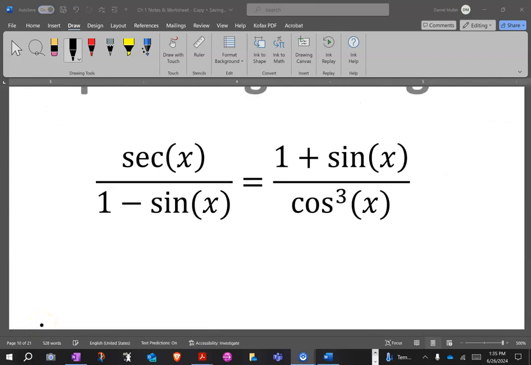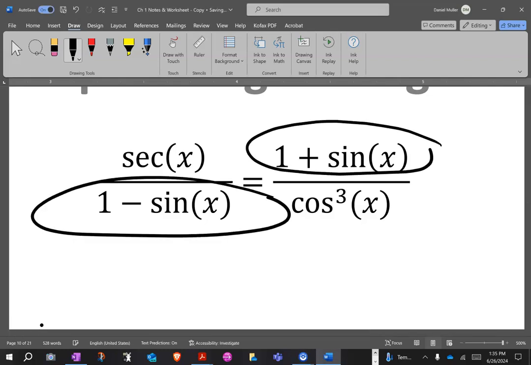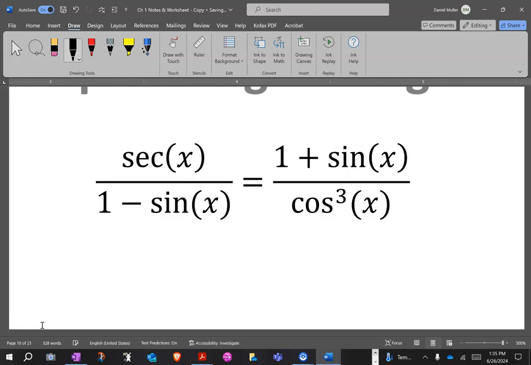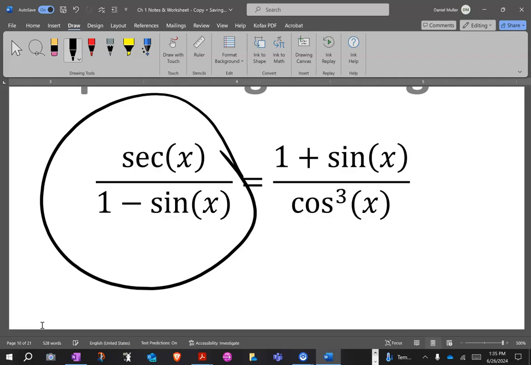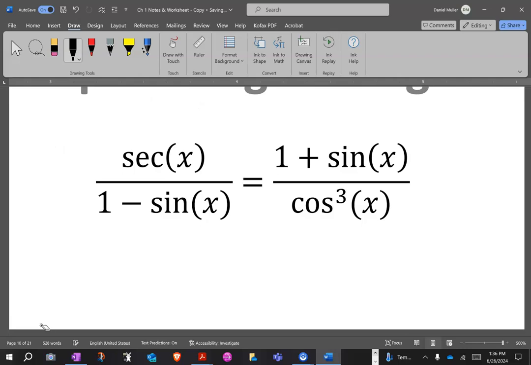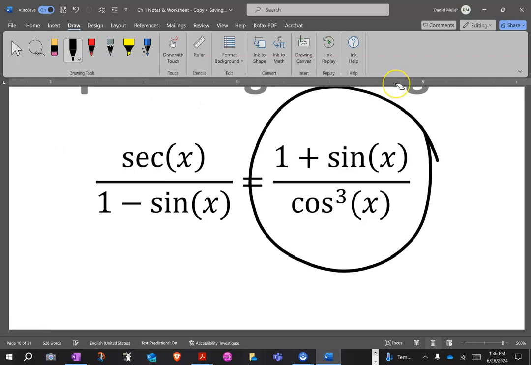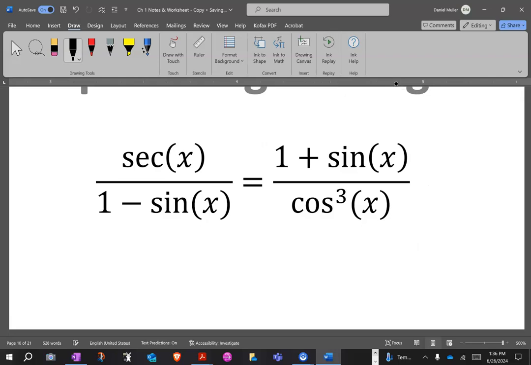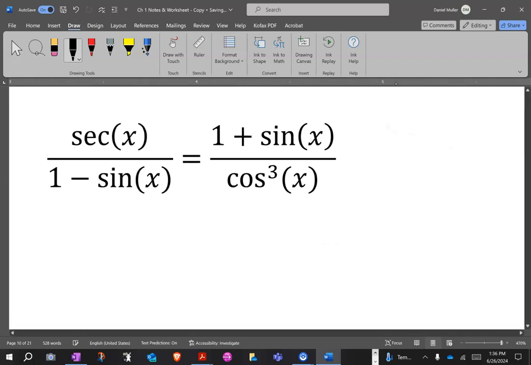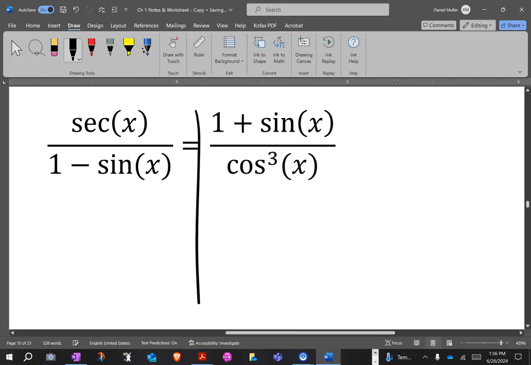Okay, so this also has conjugates of each other, and so I kind of want to do that. I just don't know which side to choose. Do I multiply this side by 1 plus sine, or do I multiply this side by 1 minus sine? Part of me wants to deal with this side only because there's no secant. So I'm going to try the right side. I could regret it. Let's take a look here.